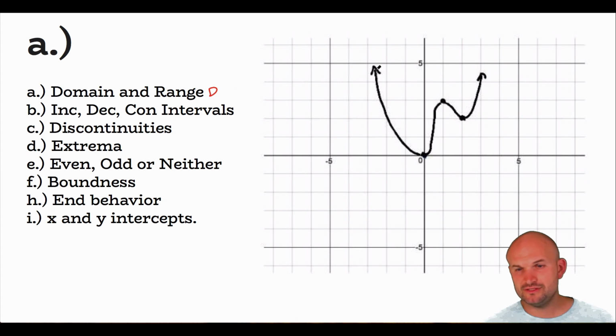my domain, you can see that this graph is continuous. So my domain is going to be all real numbers. That kind of looks like it's a negative, which is not supposed to be.